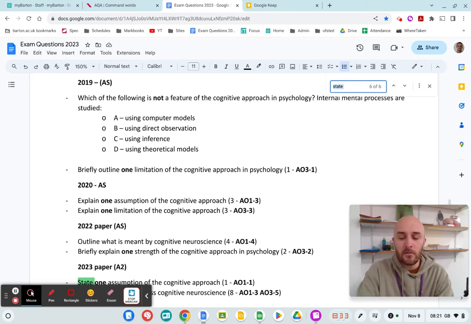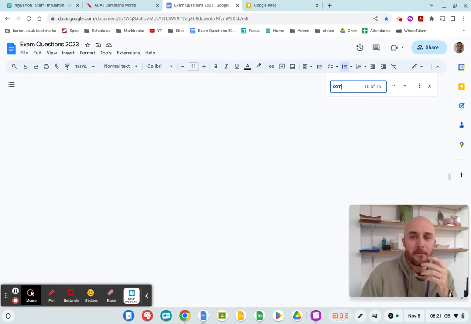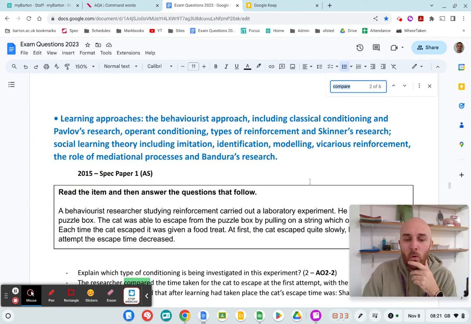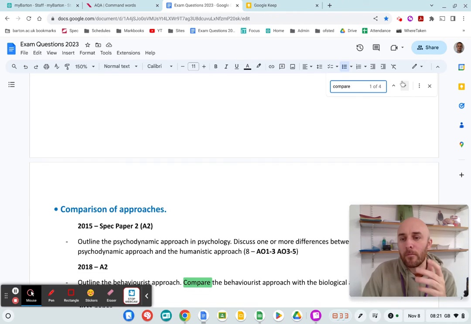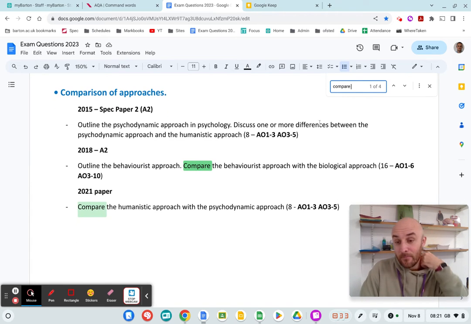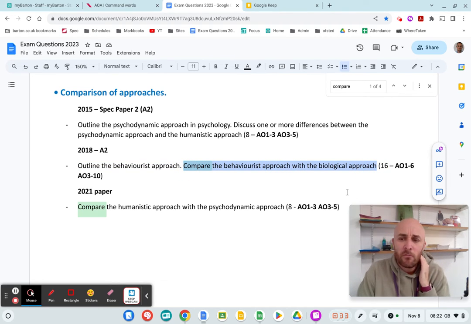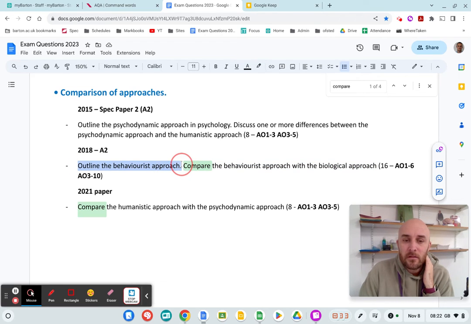The penultimate one is compare. Compare is a tricky one because I think it's going to become more of a problem, particularly in comparisons of approaches. A lot of the time, you're asked to outline, let's say, the behaviourist approach, and then compare the behaviourist approach with the biological approach. In terms of not reading the question, this is a classic. People outline both the behaviourist and the biological. It didn't ask that, right? So make sure you're sticking to the demands of the question.